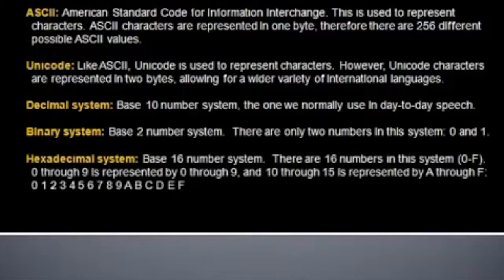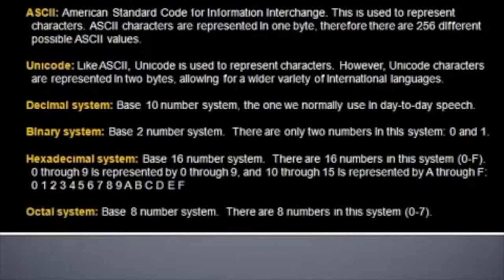Hexadecimal system, base 16 number system. There are 16 numbers in this system. 0 through 9 is represented by 0 through 9, and 10 through 15 is represented by A through F. Octal system, base 8 number system. There are 8 numbers in this system.